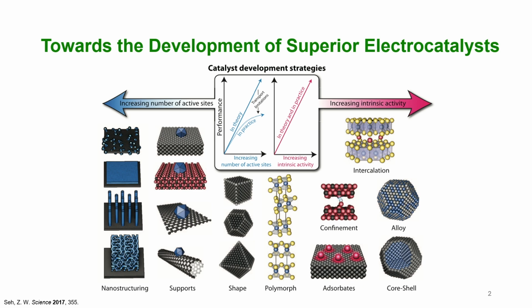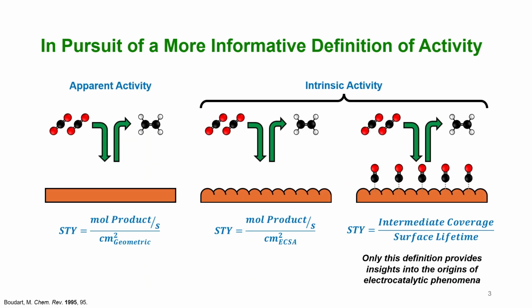And in theory, this is a great practice, right? Because if you increase the number of active sites, you're increasing the performance of your catalyst. But in practice, that's not necessarily true because you have a lot of mass transport limitations when you overload your catalyst, essentially. And then there's another design strategy, where you can increase the intrinsic activity of each active site on your catalyst. And what does that really look like? What does that actually mean for electrocatalytic phenomena?